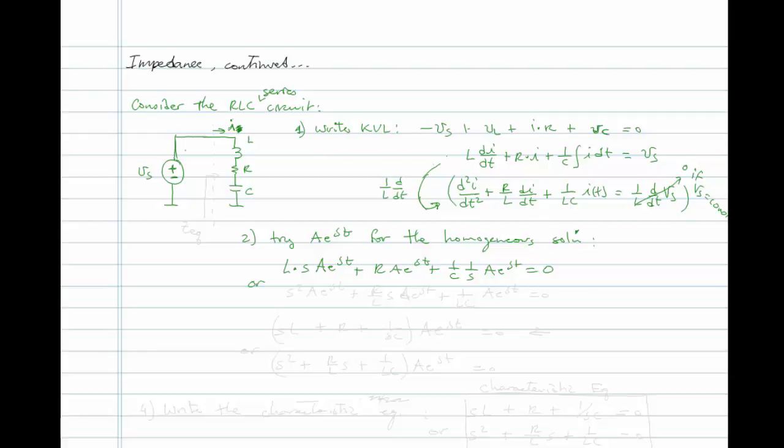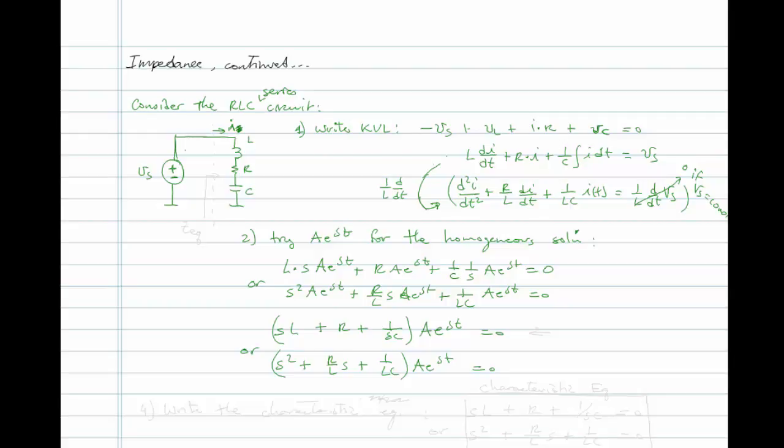Or, if I use the second equation, I would have S squared A e to the st plus R over L times S A e to the st plus 1 over LC times A e to the st. Either one of those. And of course, then we pull out the A e to the st. This should all be good and familiar to you by now. And we can write it also this way: S squared plus R over L S plus 1 over LC, times A e to the st, is equal to 0.